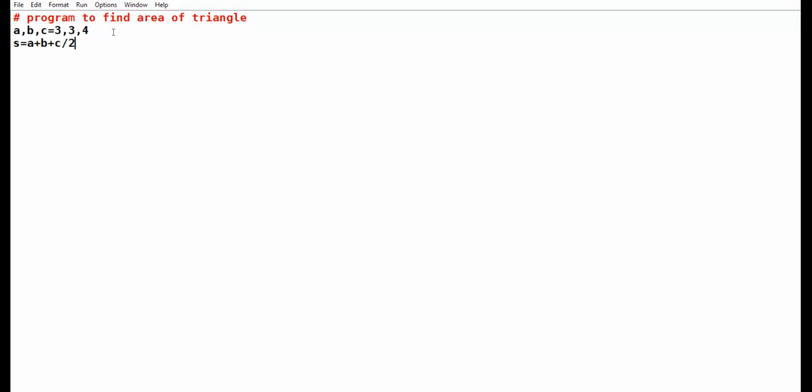In programming, please make this thing very clear in your mind. When you are to divide collectively any group, put that group inside the brackets. If you are writing in the way I have written right now, it will only divide C value by 2. So first of all, we will group together in the bracket A plus B plus C. I have bracketed it. Now whatever value these three give, I divided it by 2. This gives me my S.